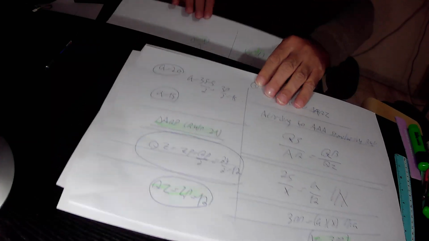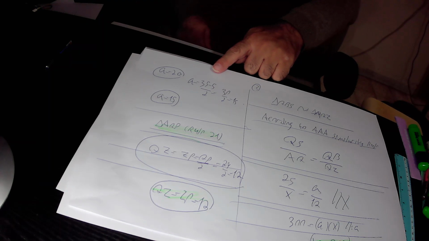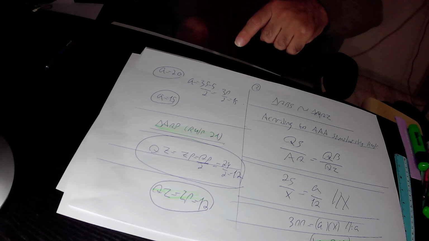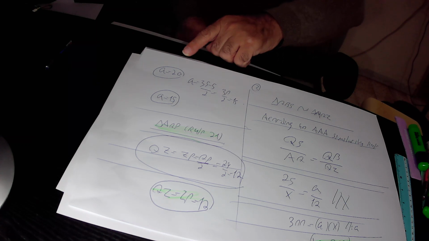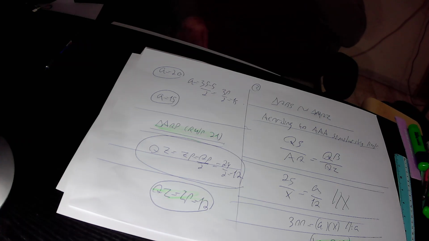The first solution for a is that a equals 20. The second solution for a is that a equals 35 times 5 over 2. 35 times 5 is 30, and 30 over 2 is 15. So the second solution for a is that a equals 15, and the first solution for a is that a equals 20.